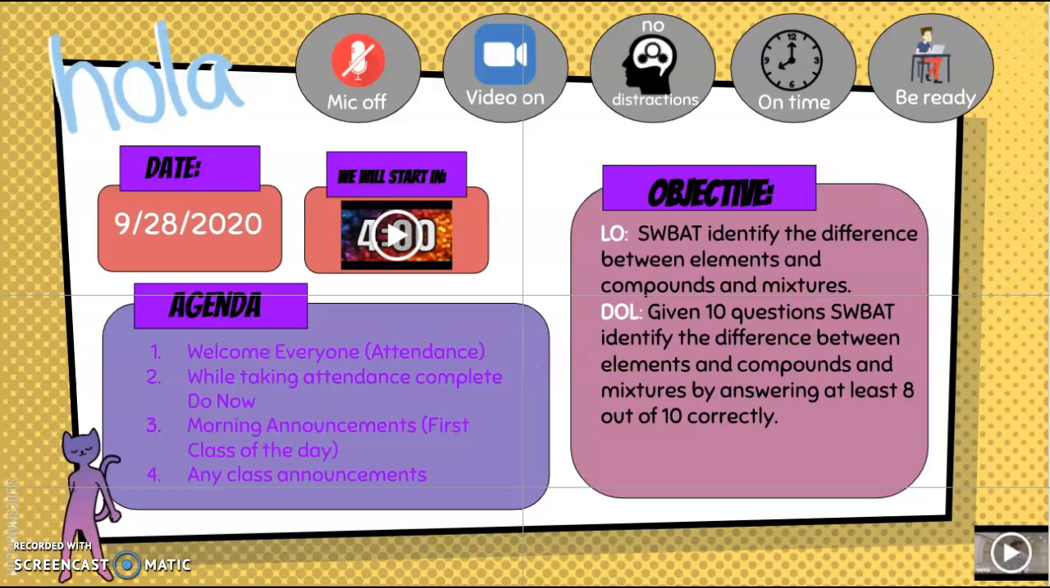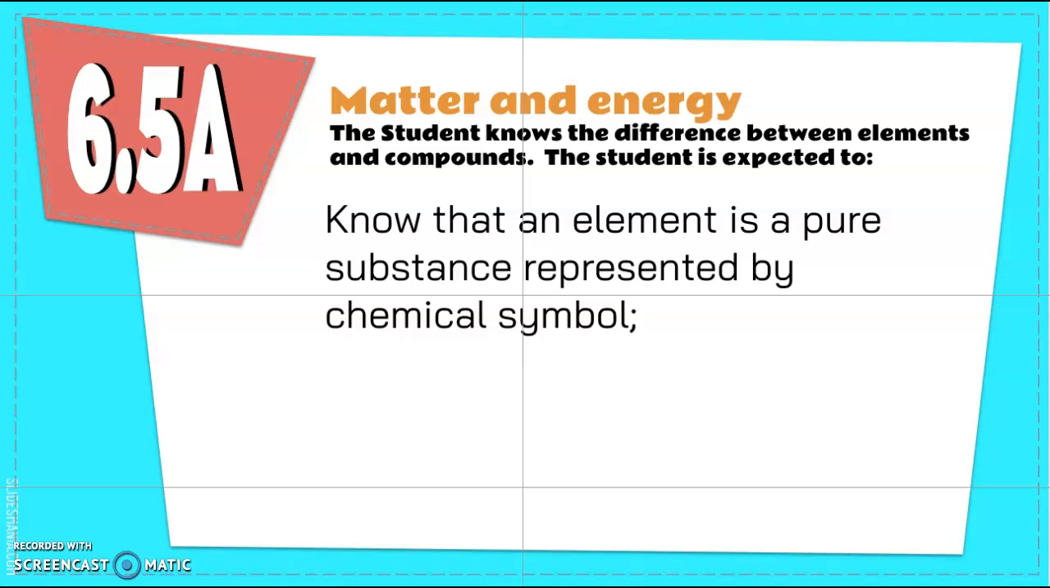So let us continue discussing this topic. Our objective for today is to identify the difference between elements and compounds and mixtures. And at the end of this lesson, you will be able to answer 10 questions, at least 8 of them out of 10 correctly. Okay. So, the TEKS is matter and energy. The student knows the difference between elements and compounds. The student is expected to know that an element is a pure substance represented by a chemical symbol.